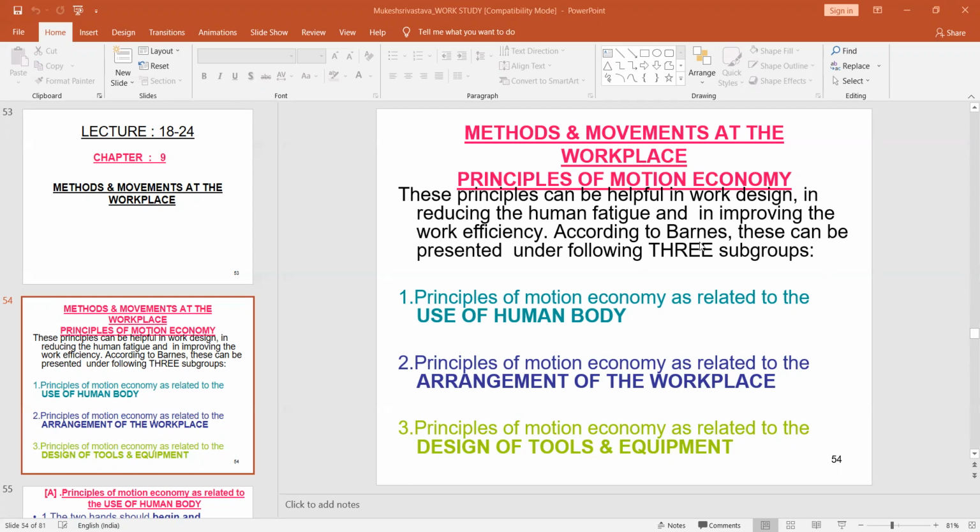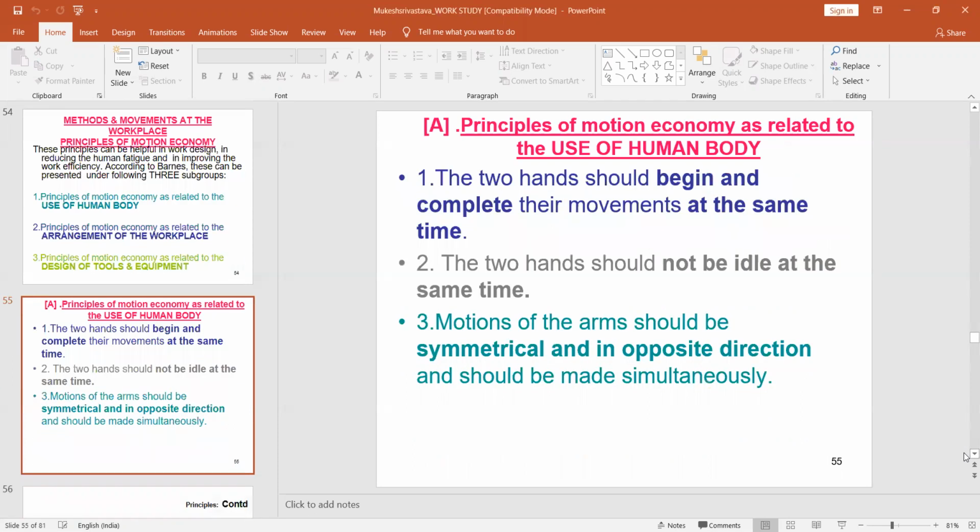First is how to use the human body. When we talk about the principle of motion economy for the human body, there are some principles we need to adopt. First, the two hands should begin and complete their movement at the same time. Now, how we are using our hands is very important. That means the motion of the hand should be the same, and that movement should begin and complete at the same time. This is the first principle.